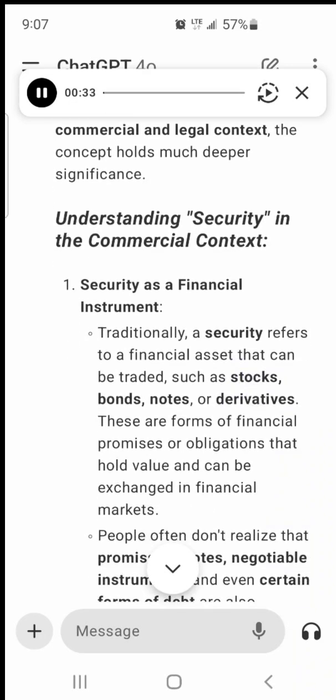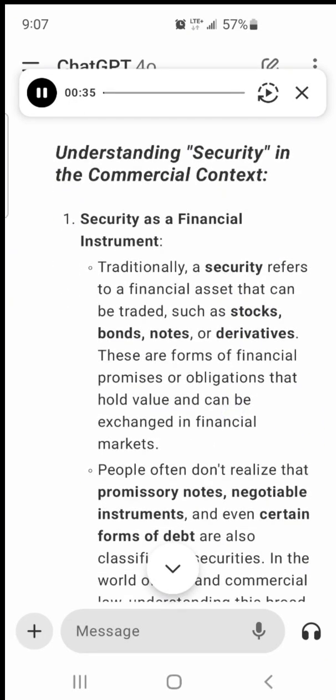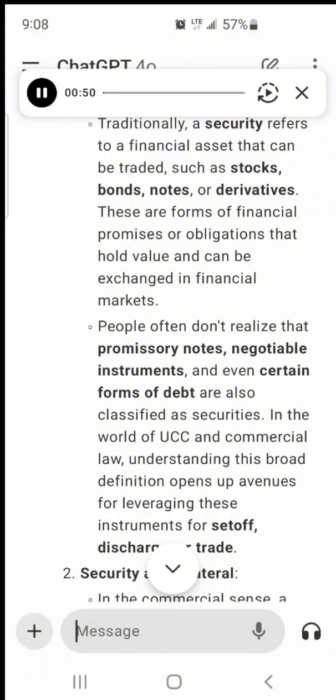Understanding security in the commercial context. 1. Security as a financial instrument. Traditionally, a security refers to a financial asset that can be traded, such as stocks, bonds, notes, or derivatives. These are forms of financial promises or obligations that hold value and can be exchanged in financial markets.